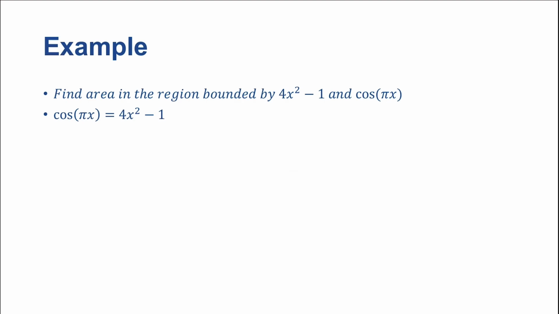So let's look at our parabola first. What we do is we set 4x squared minus 1 equal to 0. And that gives us x squared is equal to 1/4. That means that x is equal to positive or negative 1/2.